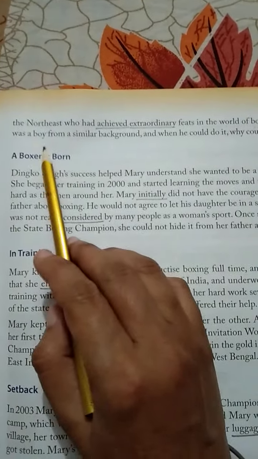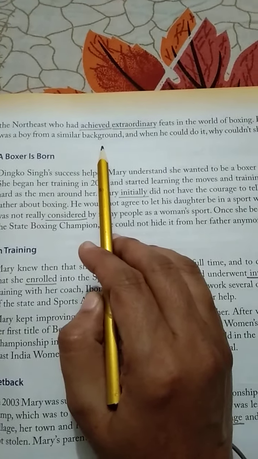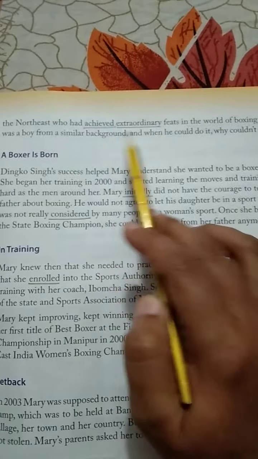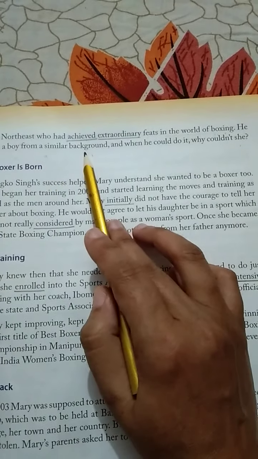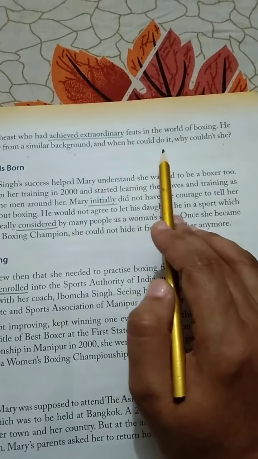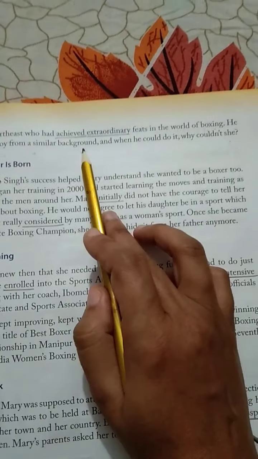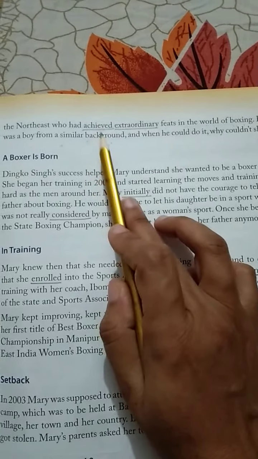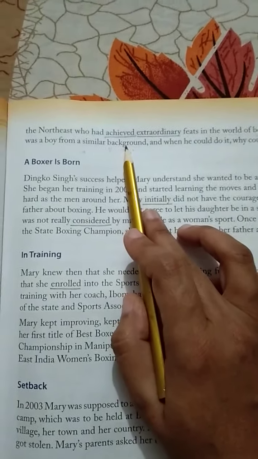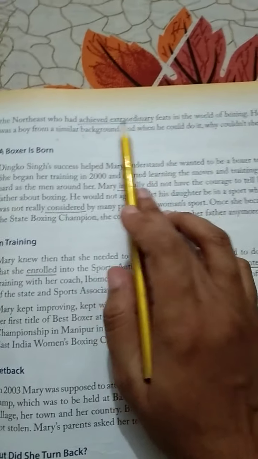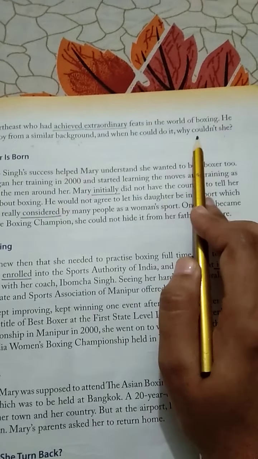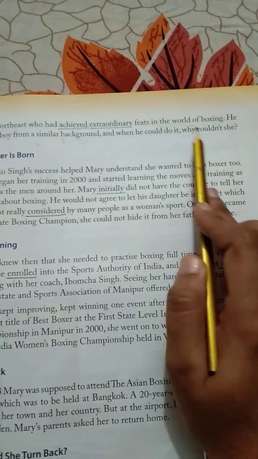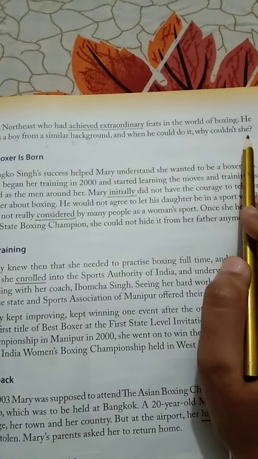He was a boy from similar background. He was also the boy from similar background as Mary Kom was there. Similar means same background. Background means family. And when he could do it, why couldn't she? अगर वो कर सकता था, he belonged to a poor family. He also thought to help his family by taking part in sports and other activities. So why, if he could do, तो why couldn't she? तो ये question mind में आया कि अगर वो कर सकता था, तो वो क्यों नहीं कर सकती है?